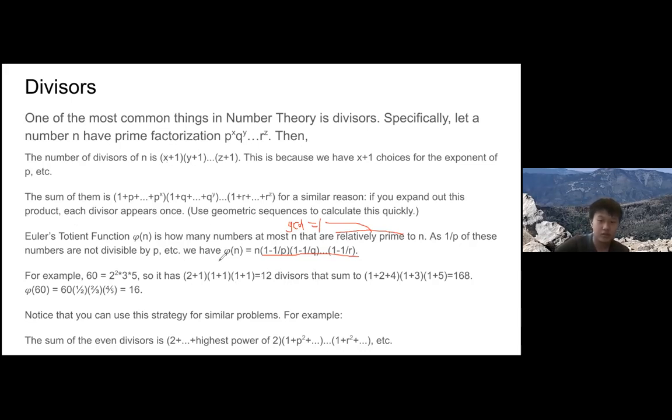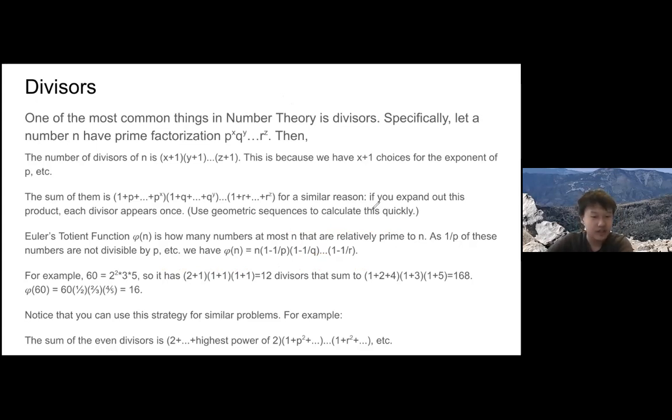For example, with 24, you get 24 times (1 minus 1/2) times (1 minus 1/3). This equals 8. And you'll see that there are indeed 8 such numbers that are below 24 and relatively prime to 24. As you can see below, I've also used 60 as another example if you want to read through these.